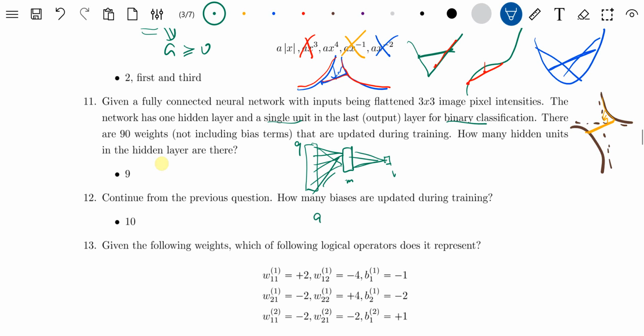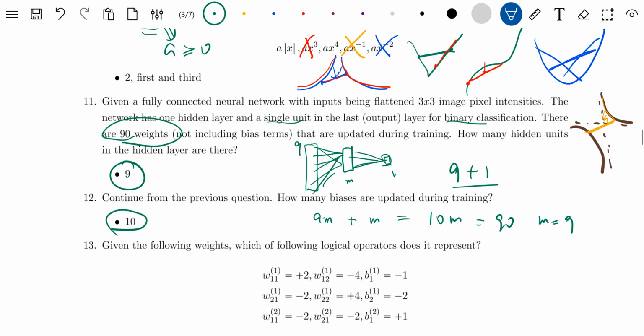So there are 9 times M weights in the first layer, between the first two layers, and there are M weights between the hidden layer and output layer. So there are in total 10 M weights, and there are 90 weights. So M is 9, so there are 9 units here. With each unit, there is a bias. So there are 9 bias terms in the hidden layer plus 1 bias term in the upper layer. So there are 10 bias terms in total.